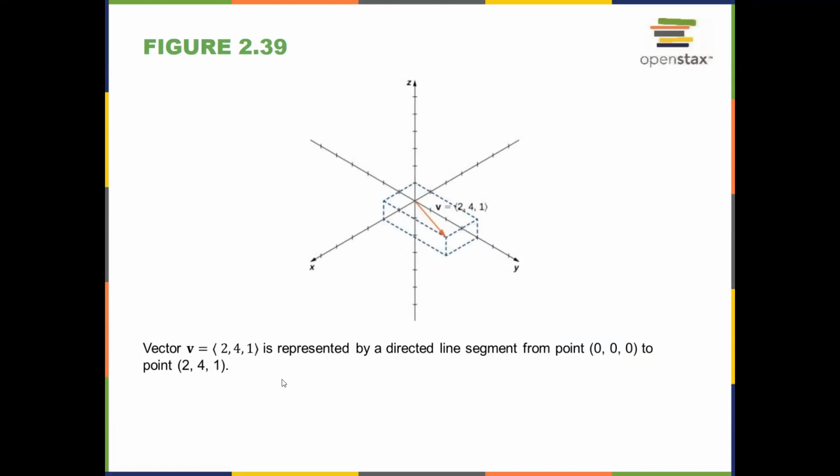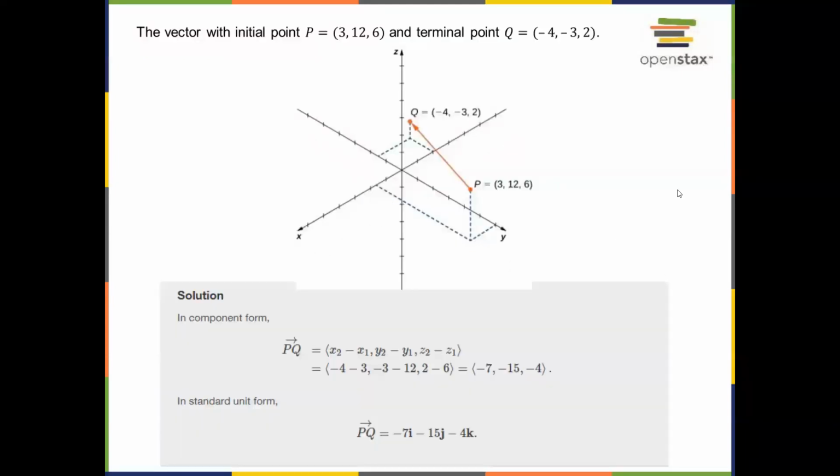All right, so vector v = ⟨2, 4, 1⟩ is represented by a directed line segment from the origin to the point (2, 4, 1). You guys cannot get that. All right. And that's all they wanted you to know. They wanted you to be able to draw it.